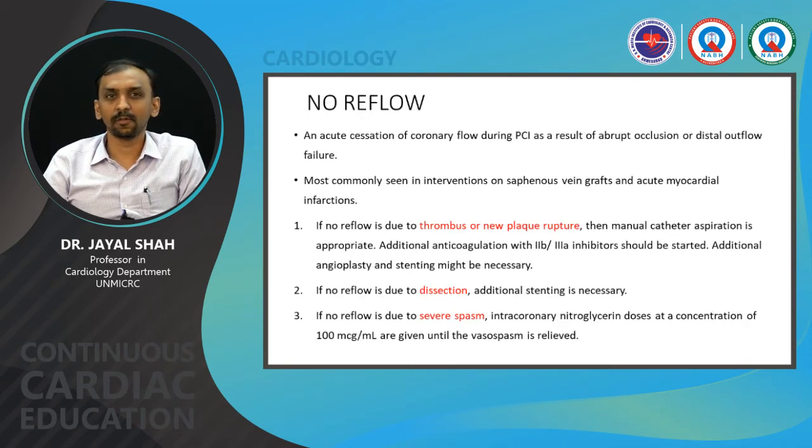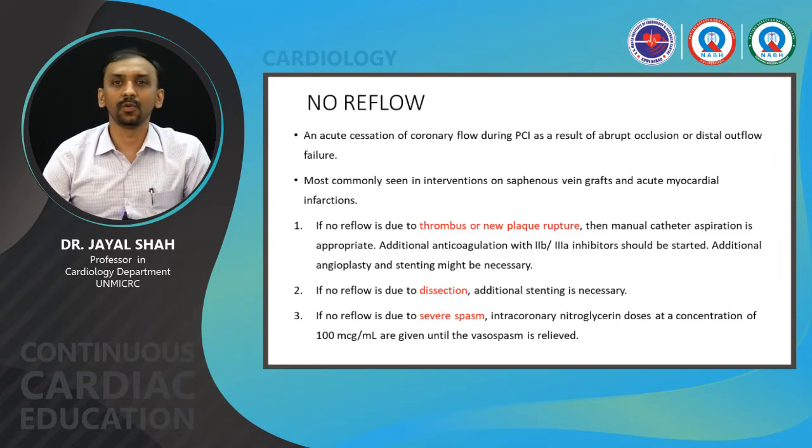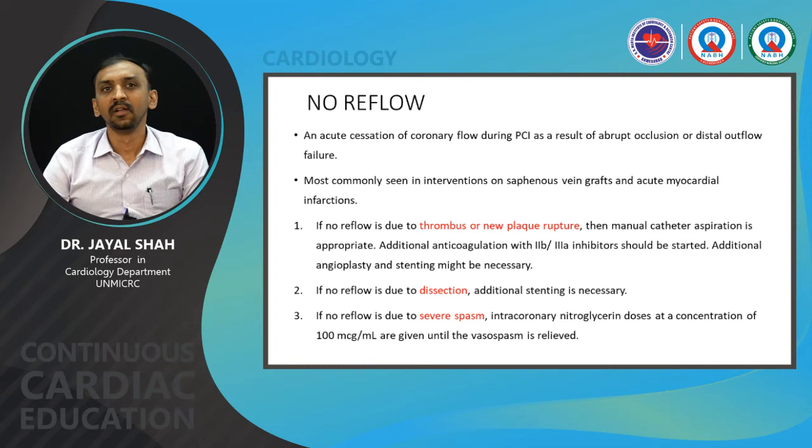Talking about no-reflow, it's an acute cessation of coronary flow during PCI as a result of abrupt occlusion or a distal outflow failure, and most commonly it is seen in saphenous vein grafts as well as in STEMI patients. So the treatment of no-reflow depends on the underlying cause. If it is due to thrombus or plaque rupture, catheter aspiration is important in addition to GP2b/3a inhibitors. If it is due to dissection, stenting is needed. If it is due to severe spasm, intracoronary nitroglycerin is given until it is relieved.